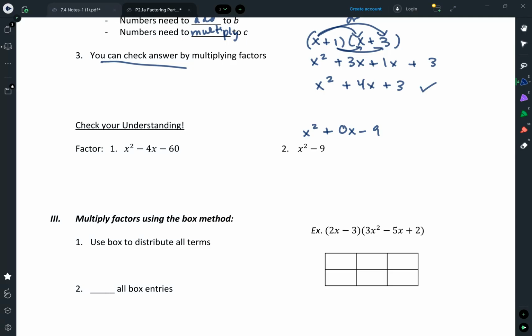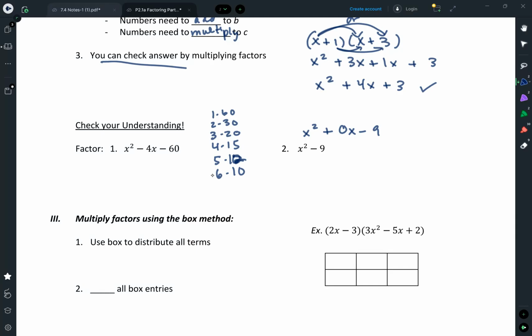All right, so hopefully you've been able to factor 1 and 2. 1 is a little bit tricky because there's so many different factors of 60. There's 1 times 60, 2 times 30, 3 times 20, 4 times 15, 5 times 12, 6 times 10. So lots and lots of factors.